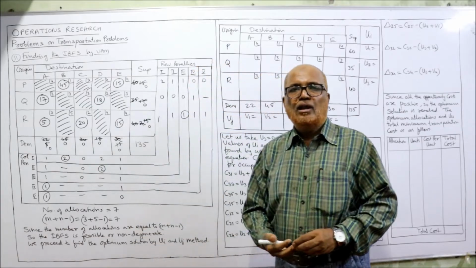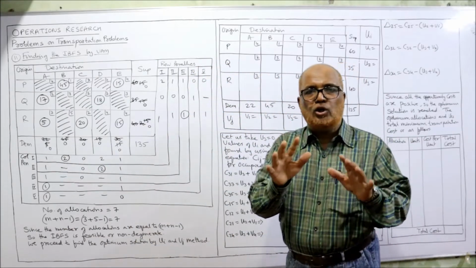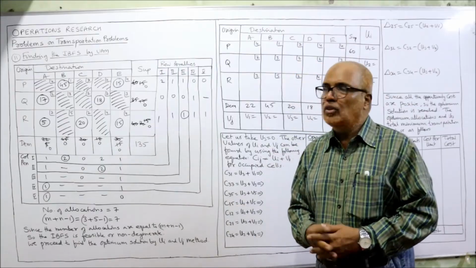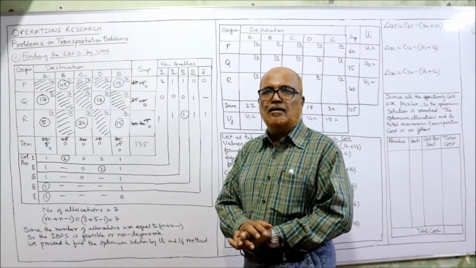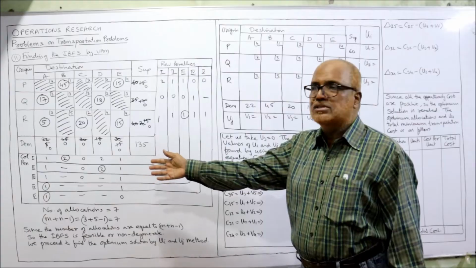That's all. Now you can see all the cells are either occupied or blocked. No blank cell is there. And all the supply and demand becomes 0.